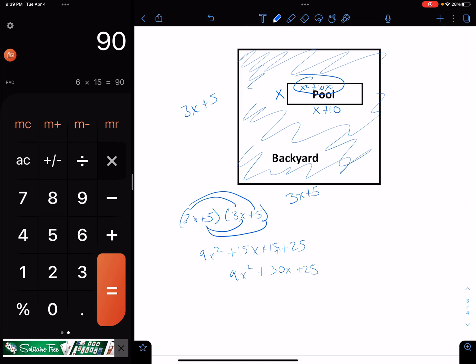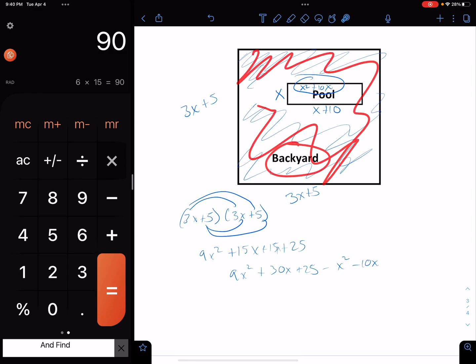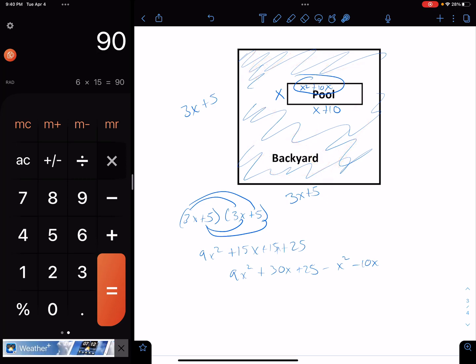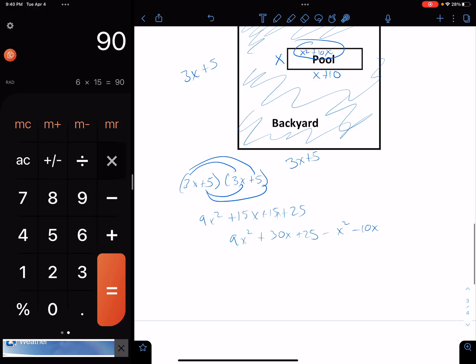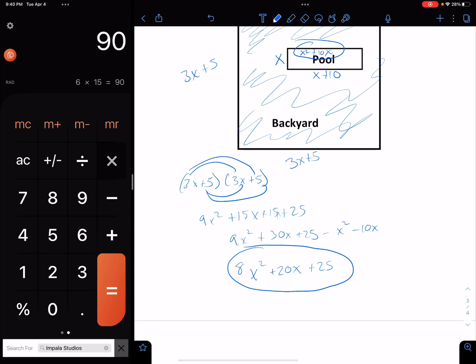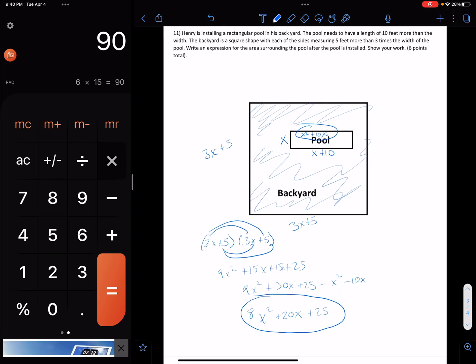Okay, so all we have to do now is subtract the two. So minus x squared minus 10x. I'm subtracting the pool from the backyard to give us all this space around the pool. So 9x squared minus x squared is just going to be 8x squared. 30x minus 10x is going to be 20x. And then I'm just left with 25. So that is our answer to what the area of the space outside of the pool is.